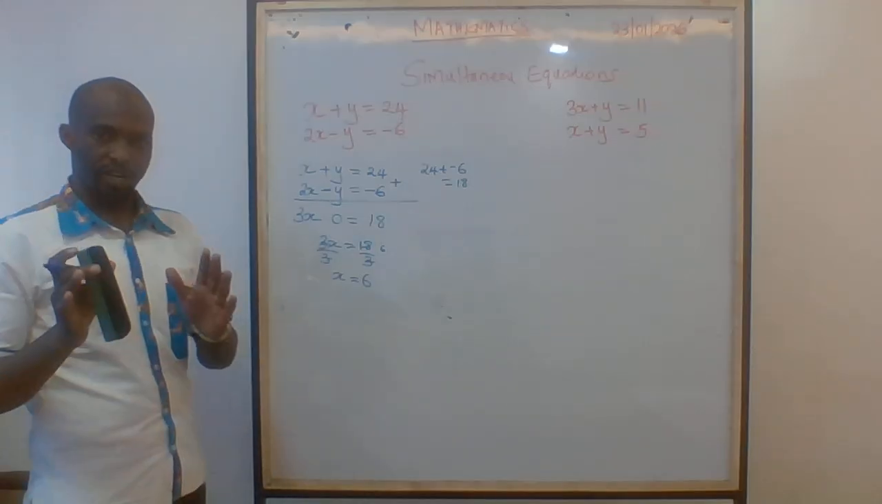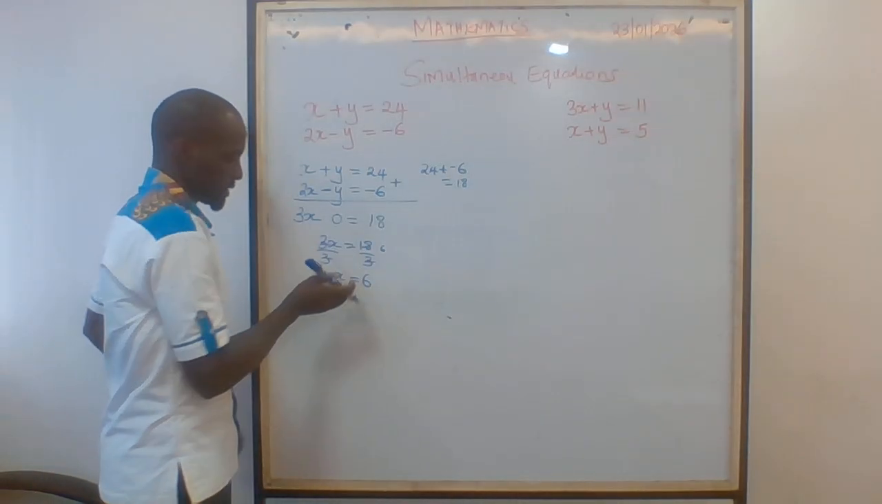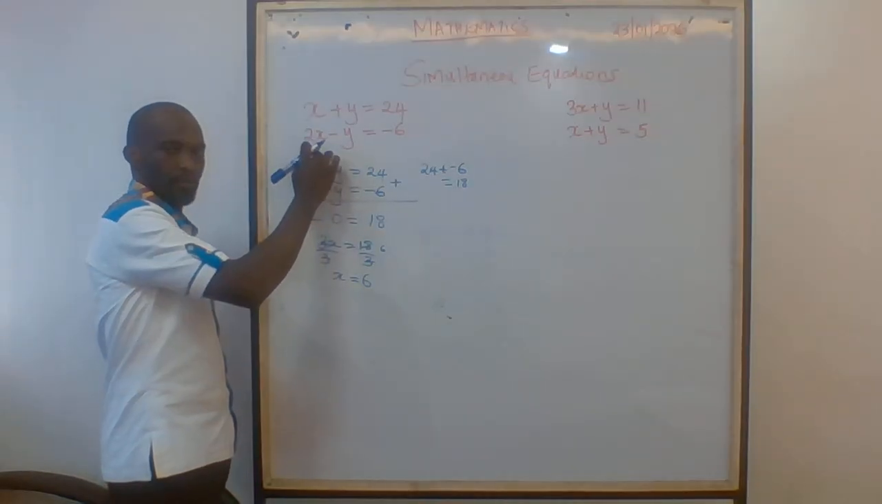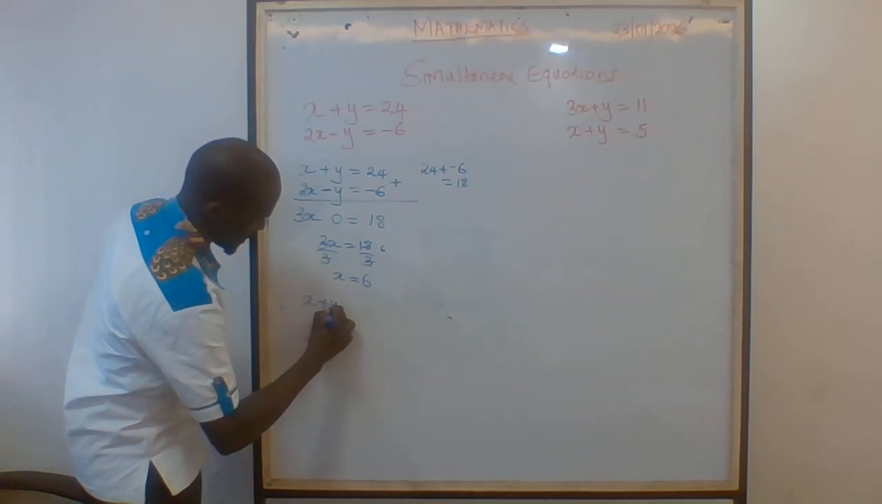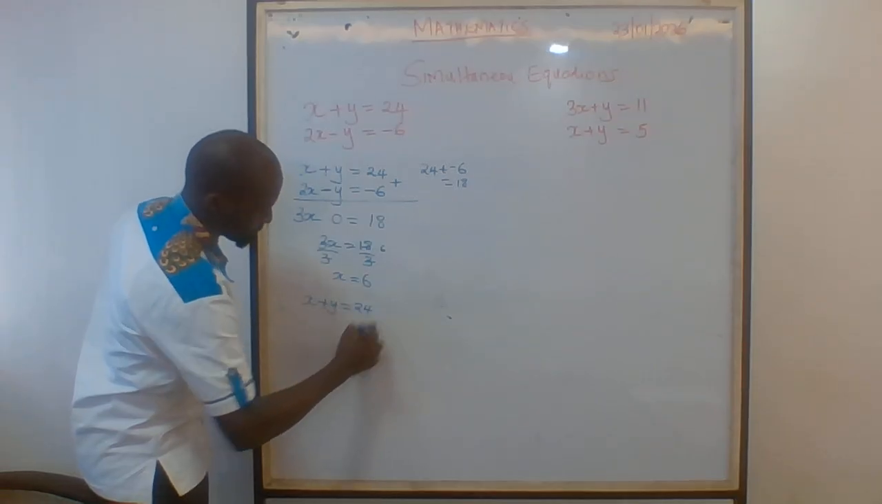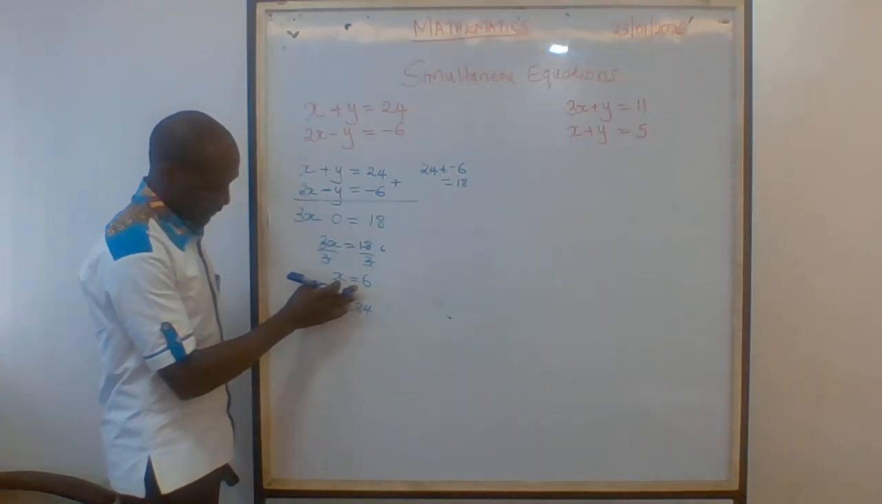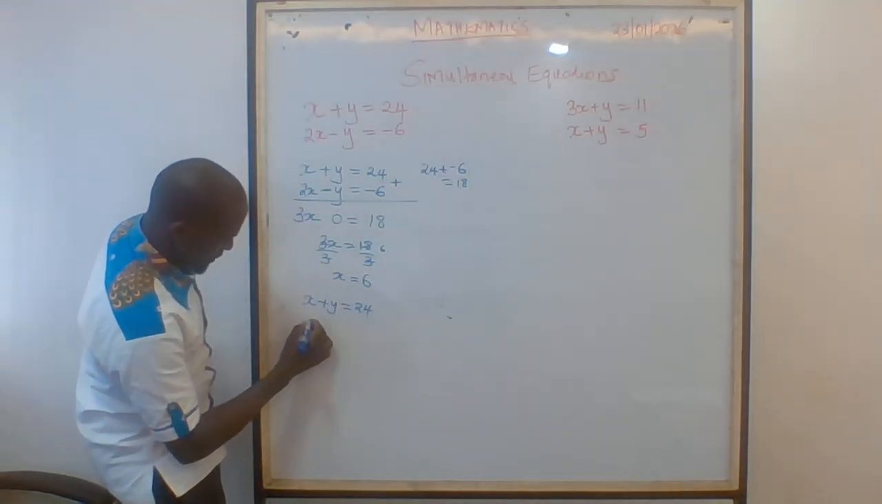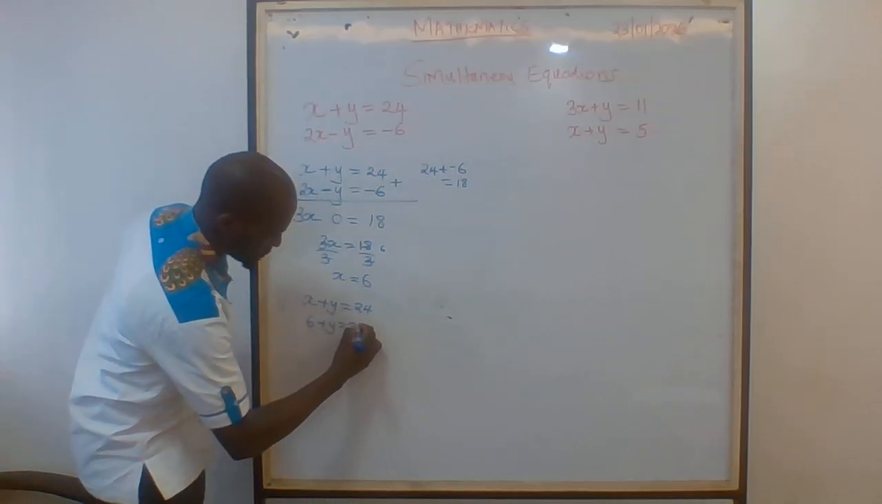So we have the first variable, which is x, as 6. Now we can take this variable and put it in one of the equations here. So we can take x plus y is equal to 24, and our x is 6. So in other words, we can say 6 plus y is equal to 24.